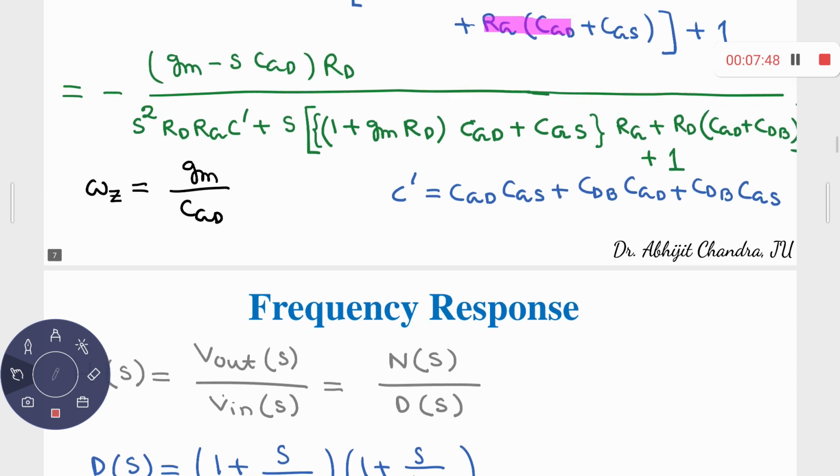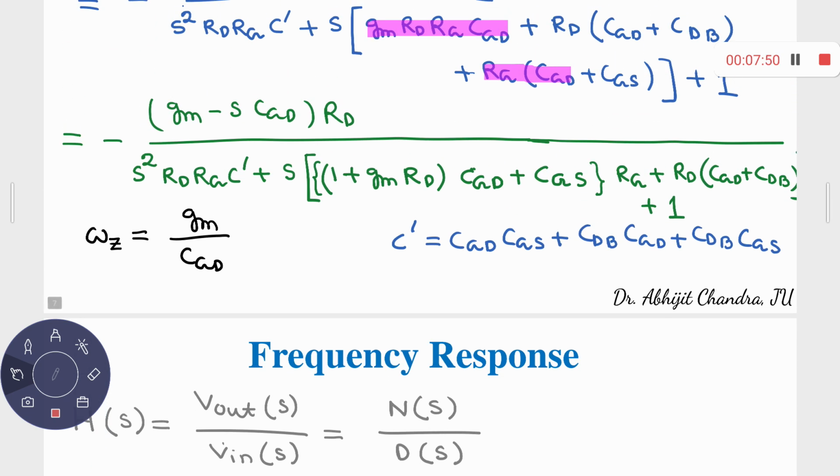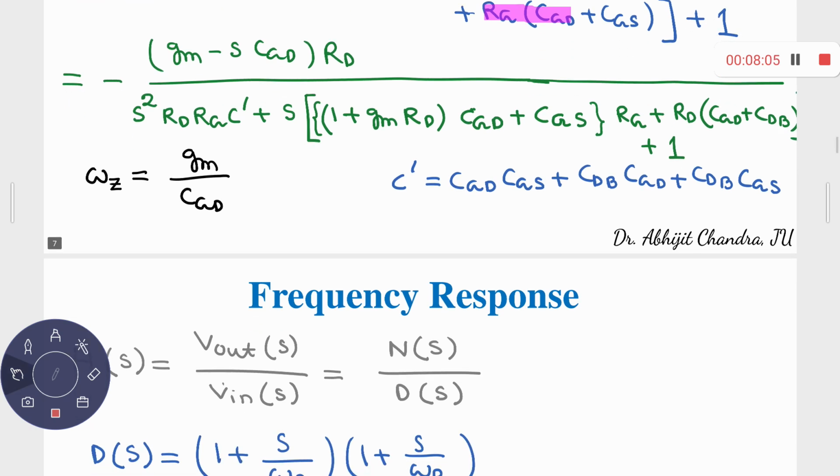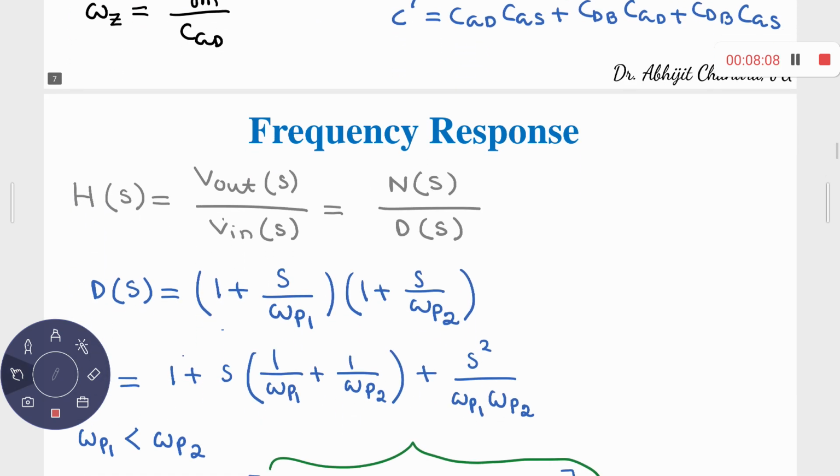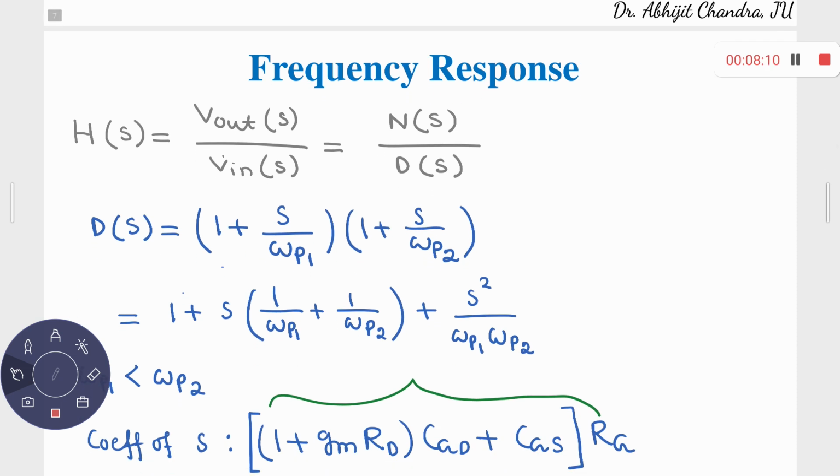You have two unknowns here. One is this one, the coefficient of s square, and the second one is this one, the coefficient of s. Right? And from these two unknowns, you need to find out the corresponding pole frequencies, omega p1 and omega p2. Then you'll be able to find out the corresponding transition point at which the roll off begins.